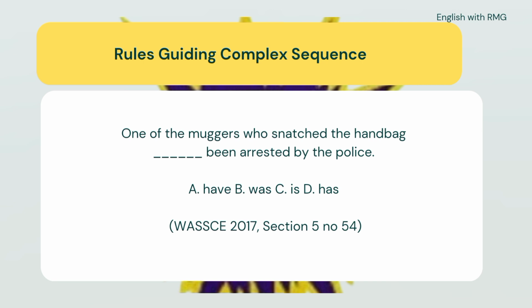So now let's look at an example from the past question. One of the muggers who snatched the handbag has been arrested by the police. So who snatched the handbag? That's in the past. So what is going to be our answer based on the earlier explanation? Is it going to be A, have been arrested, or B, was been arrested, or C, is been arrested, or D, has been arrested? So this is a question from 2017 WAEC past question. So what's going to be your answer? I want you to give me your answer. You can put it in the comments so that I can know that you are really engaging with this lesson.